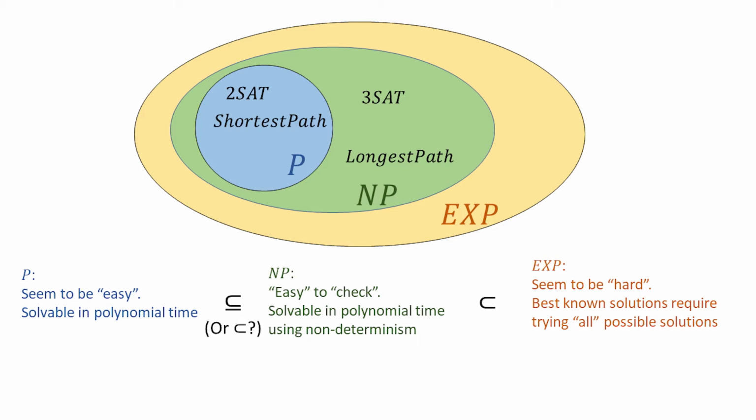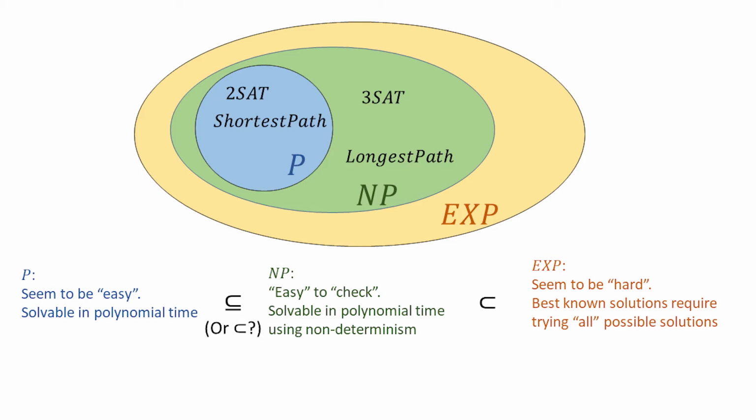What we don't know, though, is whether or not P is a proper subset of NP. So we don't know whether or not there are some problems that can be solved in polynomial time using a non-deterministic machine, where there is no way to solve them in polynomial time using a deterministic machine.